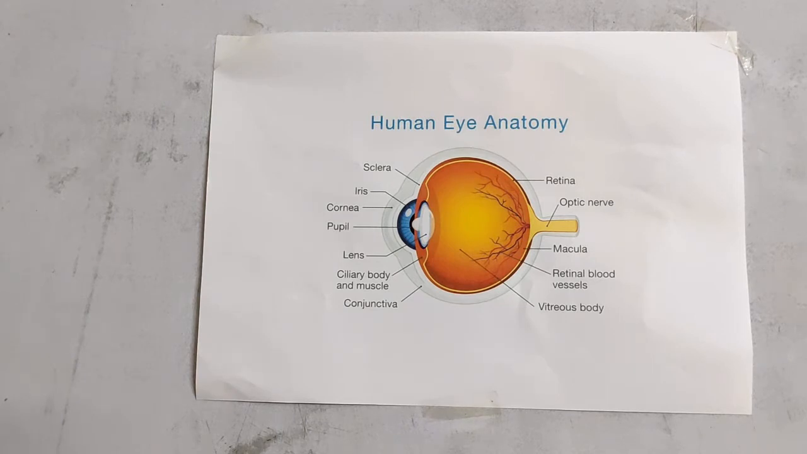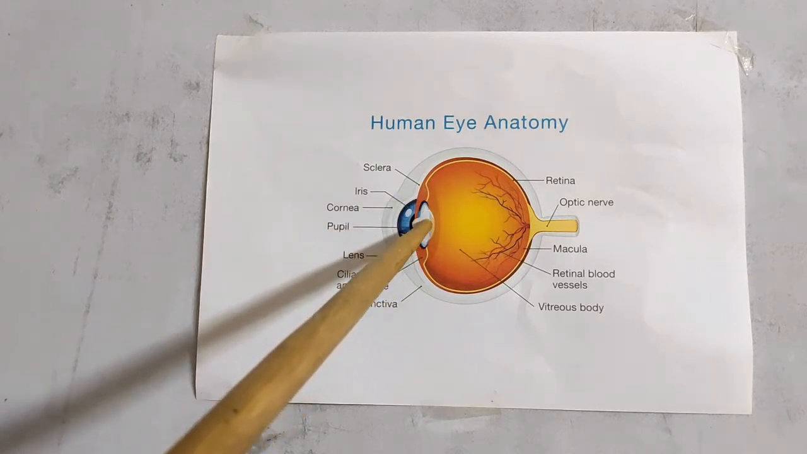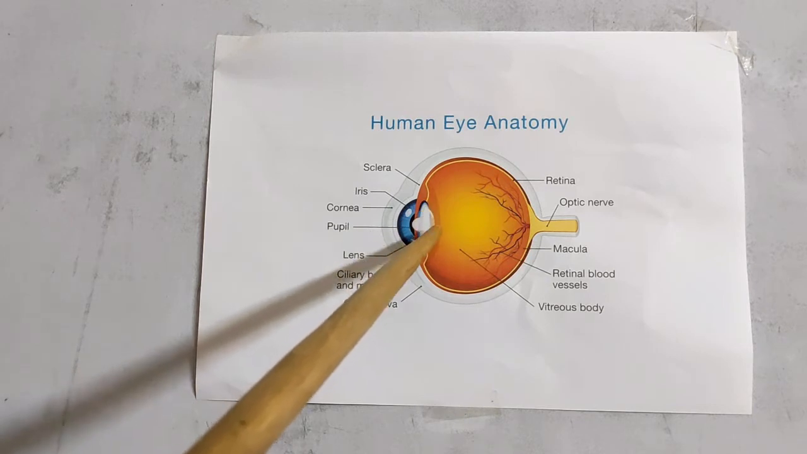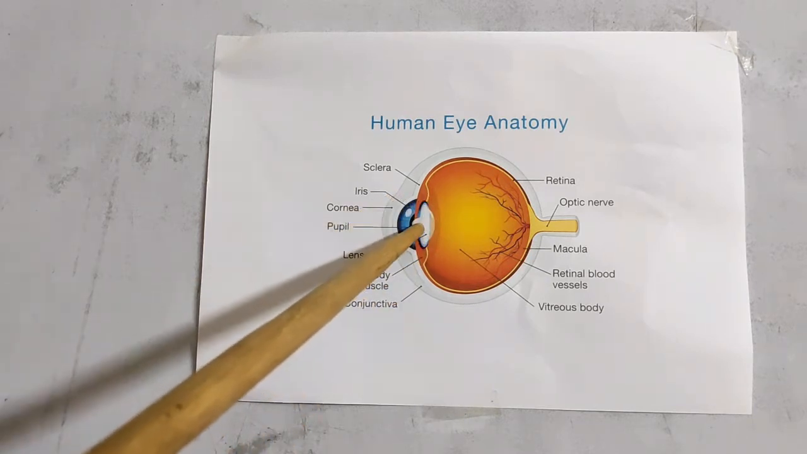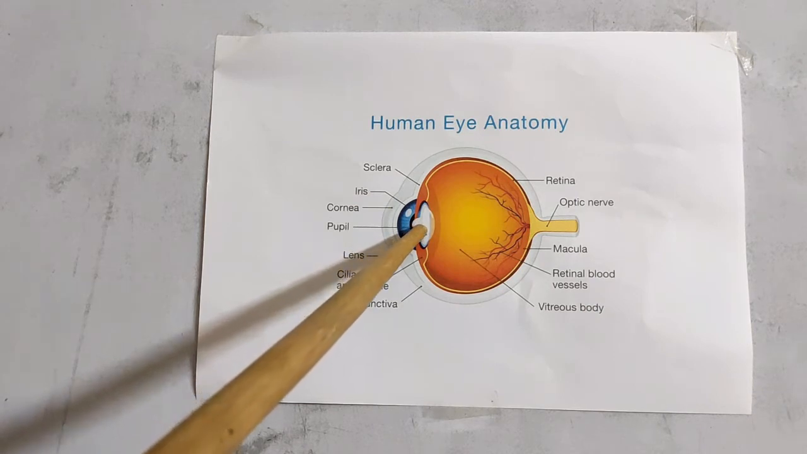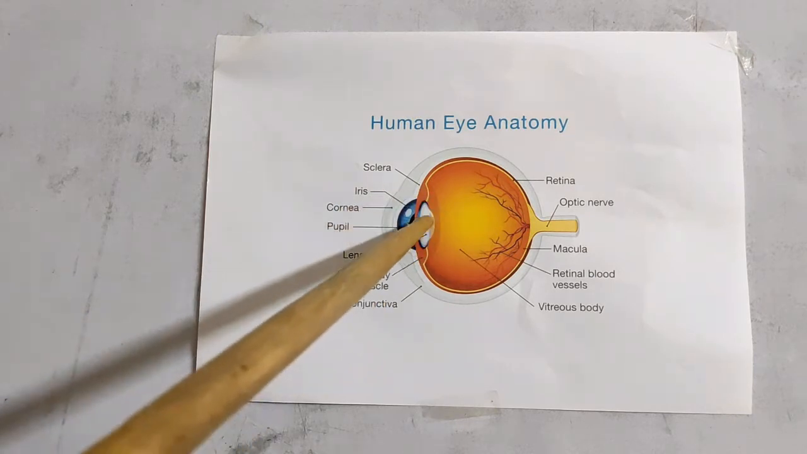Next, we have the lens. This part is the lens. What does this lens look like here? It looks like a convex lens. Yes children, our eye has a convex lens. That is why the images formed are real and inverted.